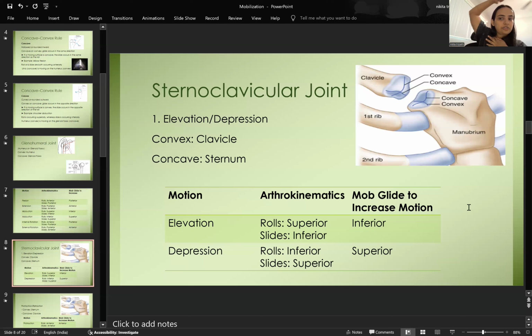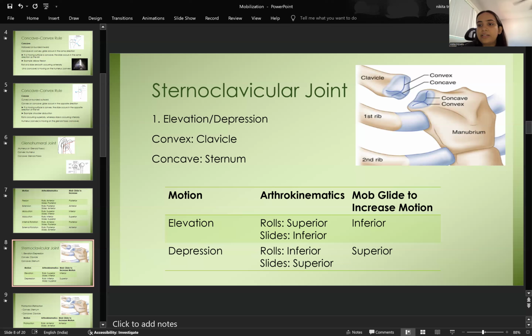So with elevation, the clavicle goes upward. With depression, the clavicle comes downward. With protraction, moving my shoulder anteriorly, the clavicle comes anteriorly. When I'm going in the posterior direction, the clavicle goes in the posterior direction. That is, protraction means the clavicle is coming anterior, and with retraction, the clavicle is going in the posterior direction. Okay, so first is elevation and depression.